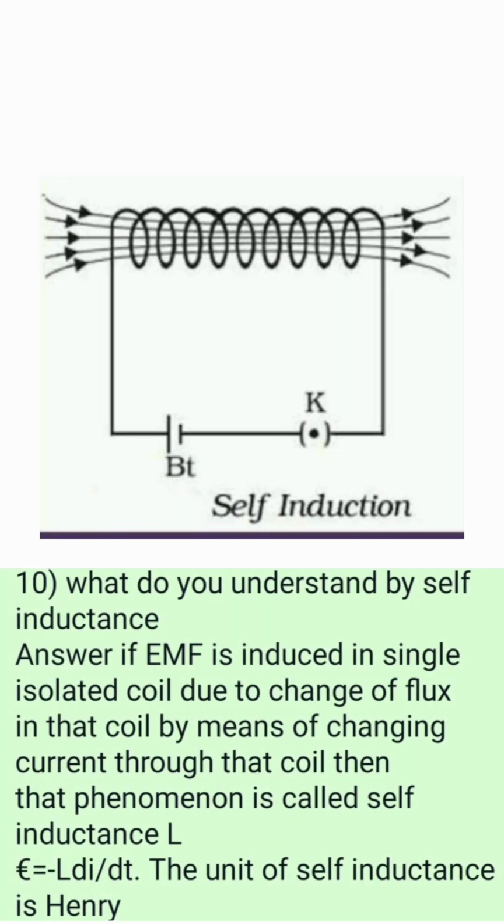10. What do you understand by self-inductance? Answer: if EMF is induced in a single isolated coil due to change of flux in that coil by means of changing current through that coil, then that phenomenon is called self-inductance. e equals L dI/dt. The unit of self-inductance is Henry.